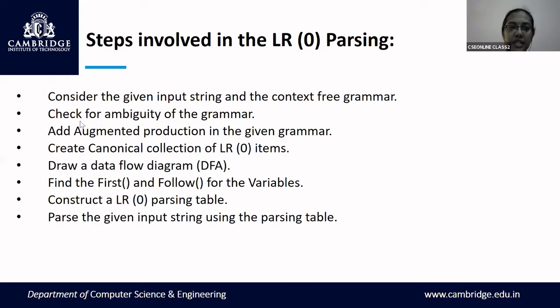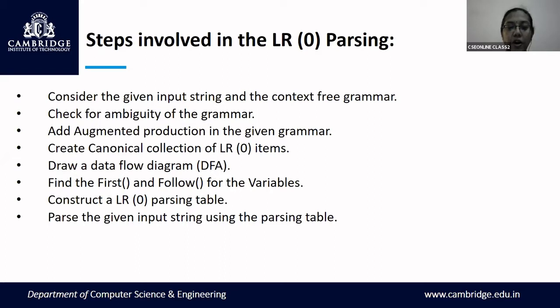Okay. The next step is, to the given grammar, add an augmented production. Add an augmented production and then consider the augmented production also as a set of productions in the grammar. With this set of productions, construct a canonical collection of LR0 items. Then, keeping these collections, draw the data flow diagram. That is your finite automata. You are supposed to construct a finite automata for this canonical collection of LR0 items.